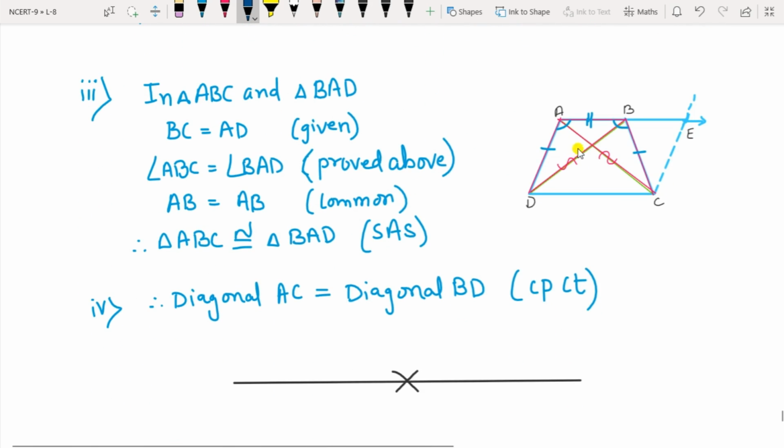Then draw these diagonals BD and AC. Now consider triangle ABC and triangle BAD here. So BC is equal to AD, that is already given. Then angle ABC and angle BAD, these two are equal, 1 equal to 2, that we have proved above. And AB is common here. And therefore these two triangles are congruent and therefore AC will be equal to BD, that is diagonal AC will be equal to diagonal BD by CPCT. Okay, that was the fourth point that we had to prove.